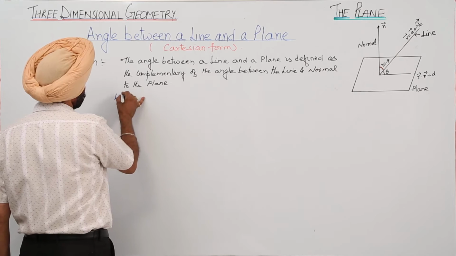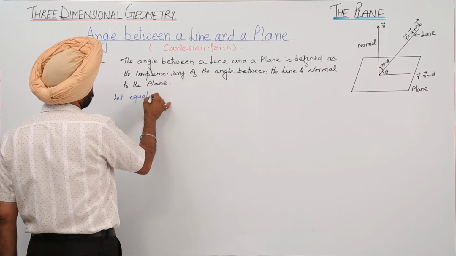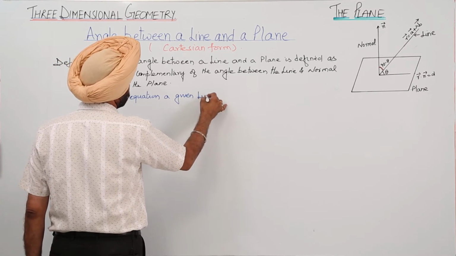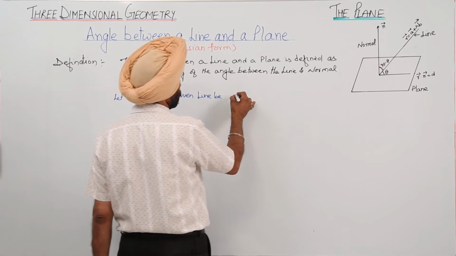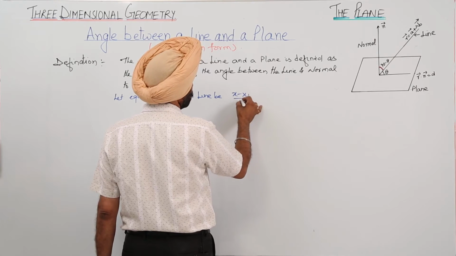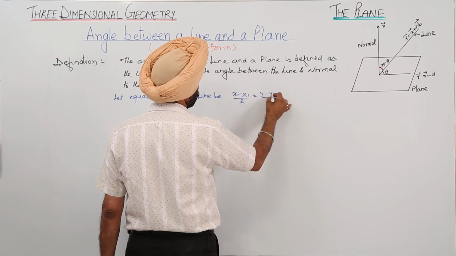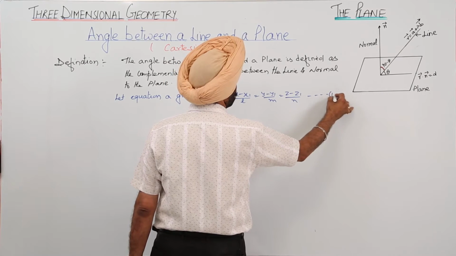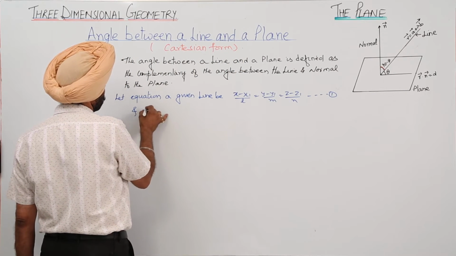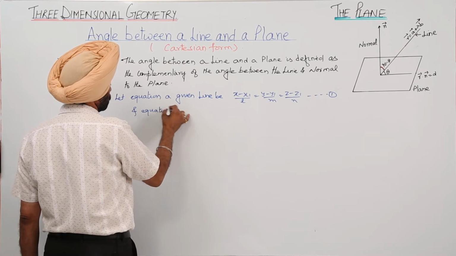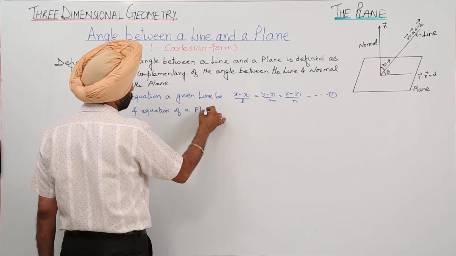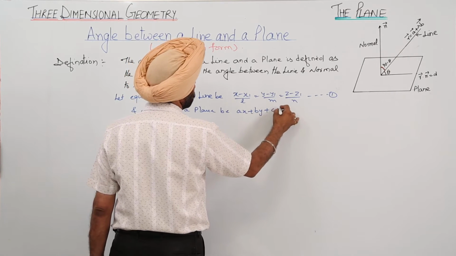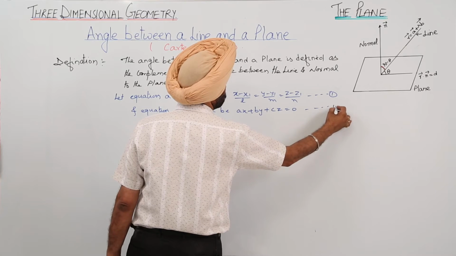Now, let the equation of a given line be (x minus x1) upon L, (y minus y1) upon m, (z minus z1) upon n, and the equation of a plane be ax plus by plus cz is equal to 0.